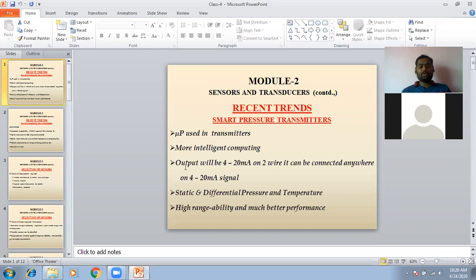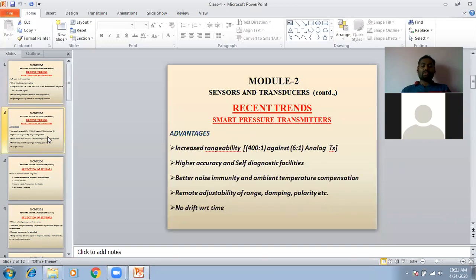I am going to get the output in the range of 4 to 20 milliamperes, and it has two wires. It can be connected anywhere on any wire, but you should make sure that the wire has a 4 to 20 milliampere signal. These smart pressure transducers will measure static pressure, differential pressure and temperature. They have high rangeability and much better performance.